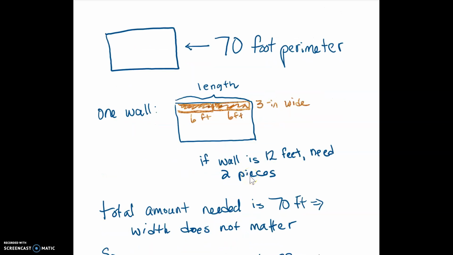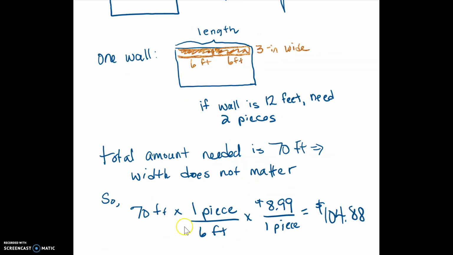So how are we going to calculate this? The total amount needed for 70 feet is going to be 70 feet times one piece per 6 feet times $8.99 for one piece. So the feet cancel, the pieces cancel, and our final answer will be in dollars, and in this case, it should be $104.88. Let me know if you have questions.